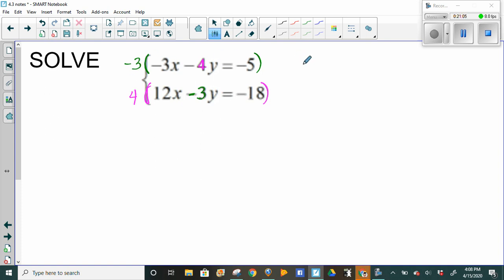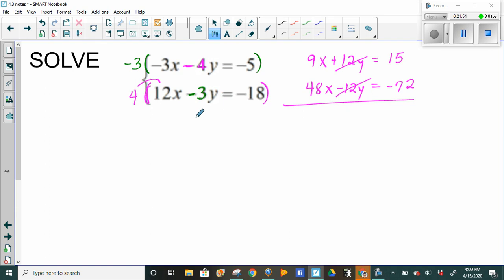So the first equation is going to be negative times negative, so that's going to be 9x plus 12y. -3 times -5 is 15. Now the second equation, 4 times 12 is 48x. 4 times -3 is -12y. So see what I did? I multiplied this one by negative so that I could get these negatives to cancel, but I multiplied the second equation by a +4 so that I could keep my negative sign and make them cancel, okay? So now I've got -18 times 4, which is -72.